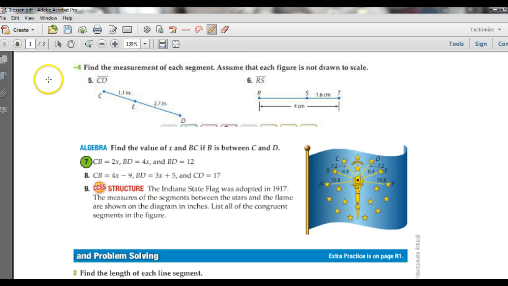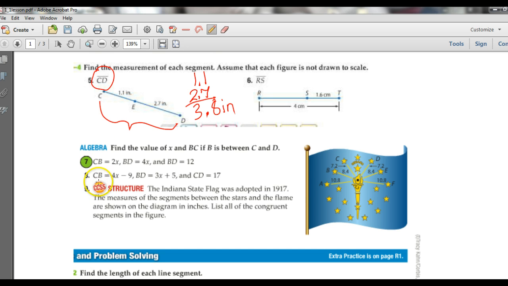For number 5, find the measurement of each segment. Assume that each figure is not drawn to scale. So if we want to find the length of CD, we would add together 1.1 and 2.7. Which is 3.8 inches.